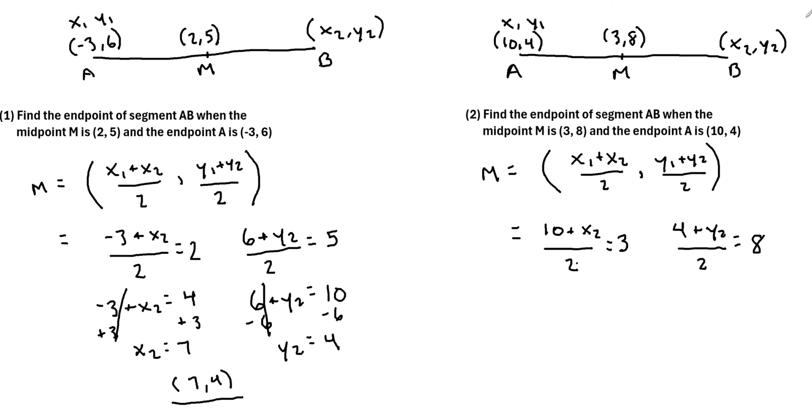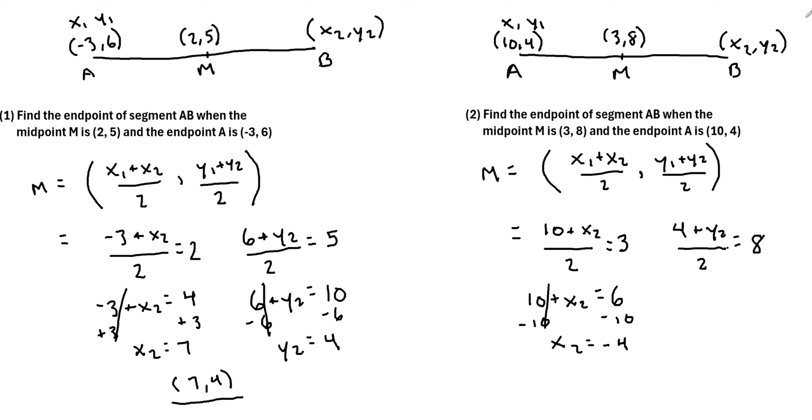So to solve for x2 over here, we can multiply both sides by 2 to get rid of that 2 in the denominator. 10 plus x2 is equal to 3 times 2, that's 6. Excuse me, this should be x2, not x squared. 3 times 2, that's 6. Now to solve for x2, we can subtract a 10 from each side. We're left with x2 is equal to 6 minus 10, that's negative 4.